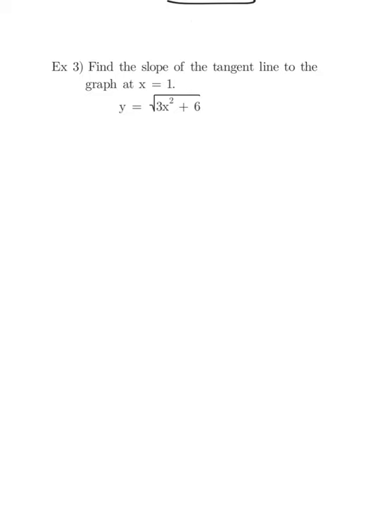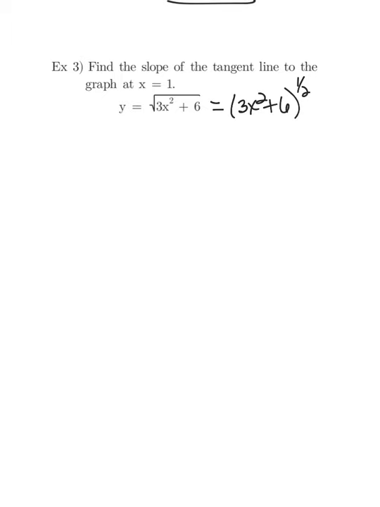On example 3, the problem says find the slope of the tangent line to the graph at x equals 1. We are again talking about tangent lines, so we need to do the derivative. Before we do the derivative, we need to rewrite our original function so that it is a power and not a root. So we need to rewrite this as 3x squared plus 6 to the 1/2 power.